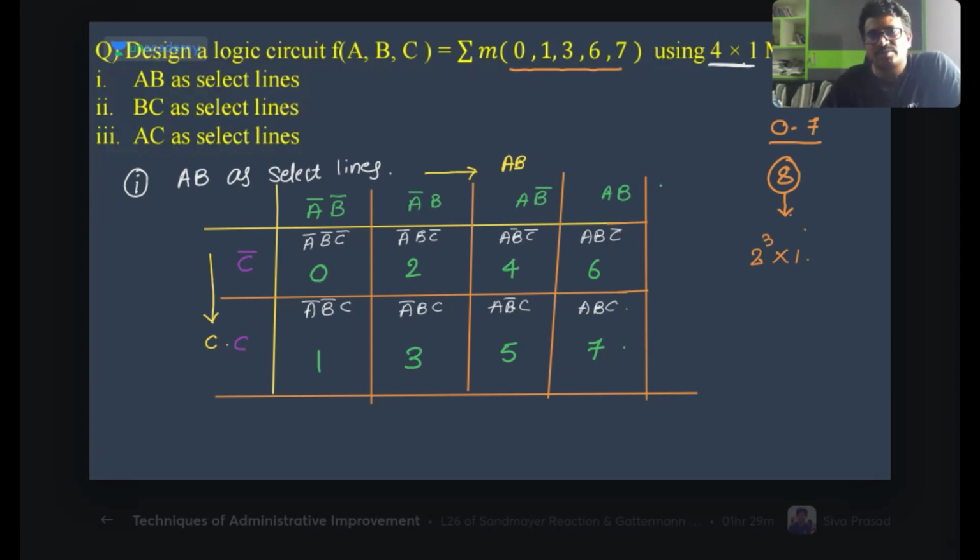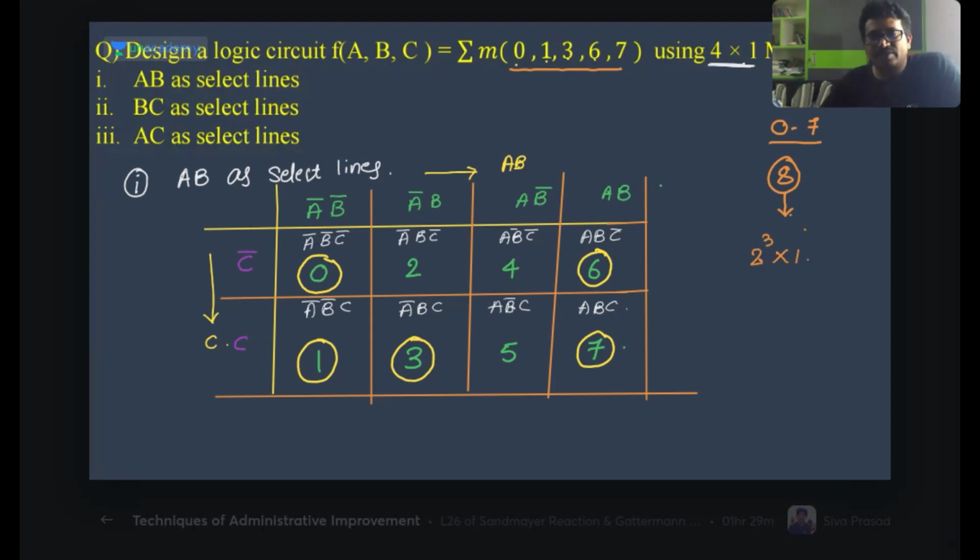Now see the given min terms. What are the given min terms? 0, 1, 3, 6, 7 are given. 0 is given, so circle it. Yes, 1 is given, circle it. And 3 is given, circle it. 6 is given, circle it. And 7 is also given, circle it. Fine. Understood this thing here?